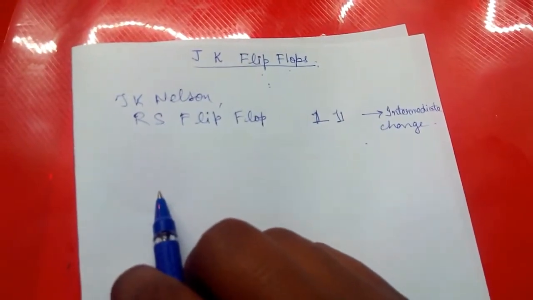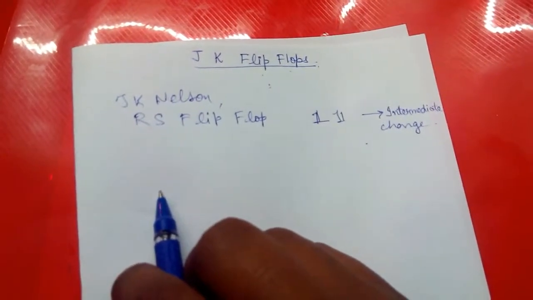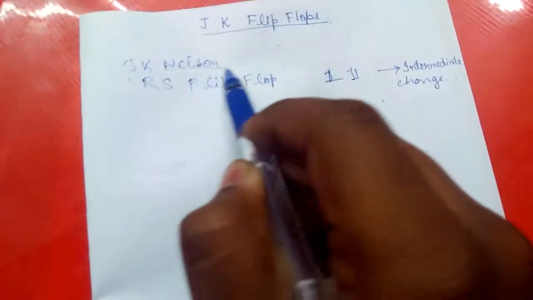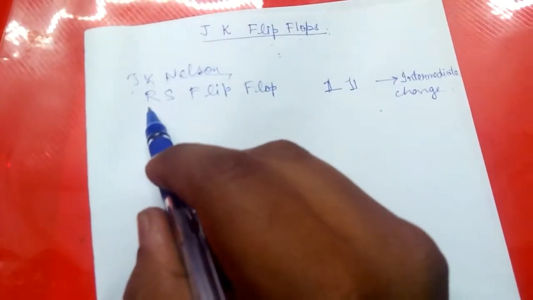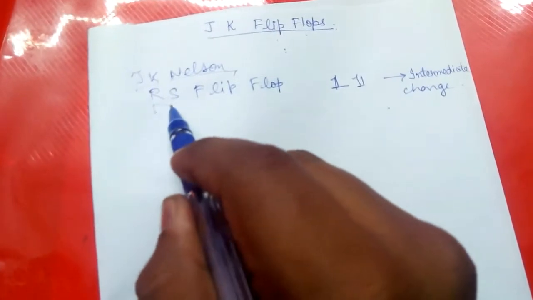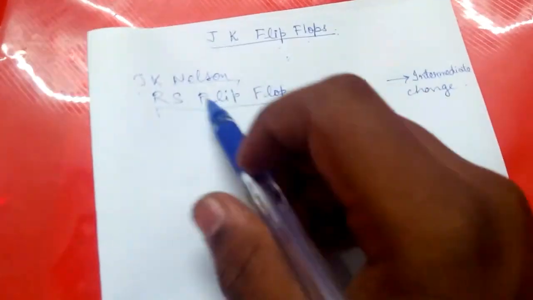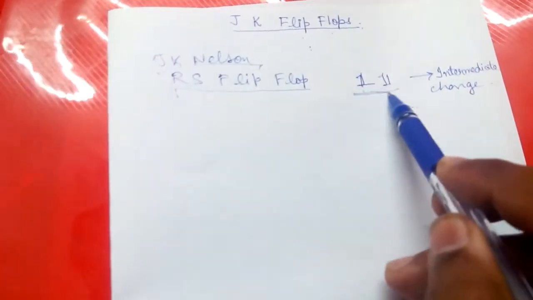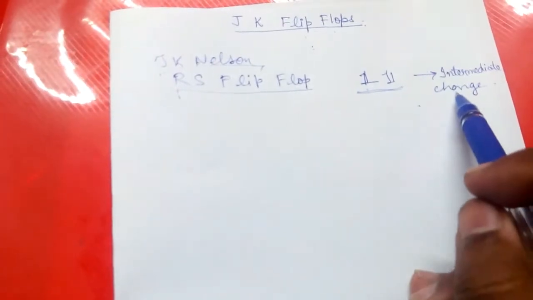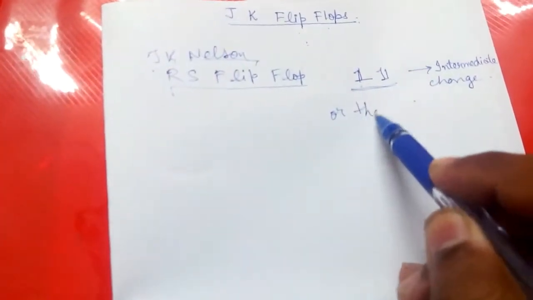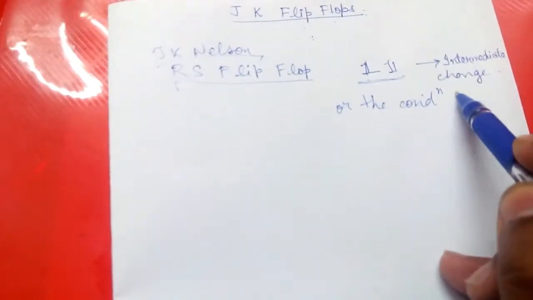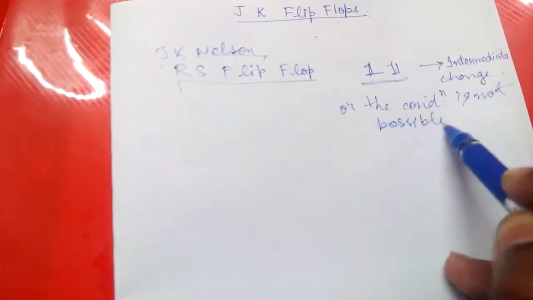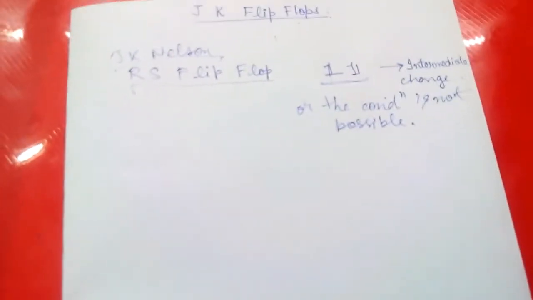Hello everyone. Today I am going to tell you about JK flip-flops and derive its truth table. Firstly, the JK flip-flop was invented by JK Nelson. It was basically to overcome the drawback of the RS flip-flop, which was that in the RS flip-flop's truth table, the 1-1 condition is called the intermediate change, or the condition is not possible. Okay, so let's get started.